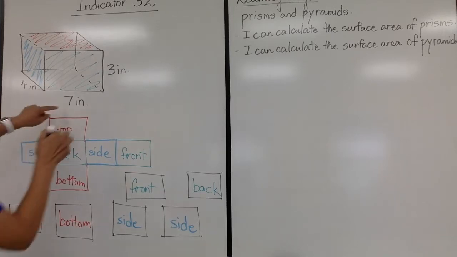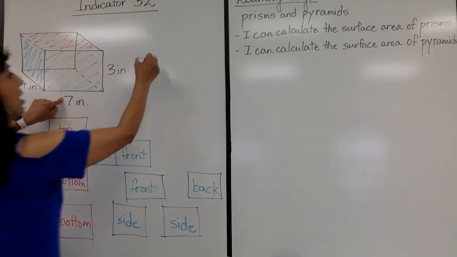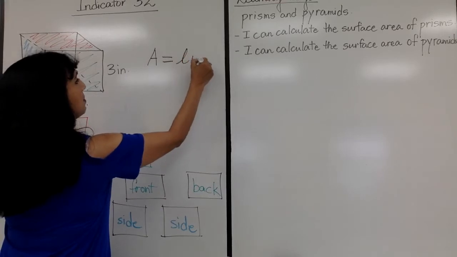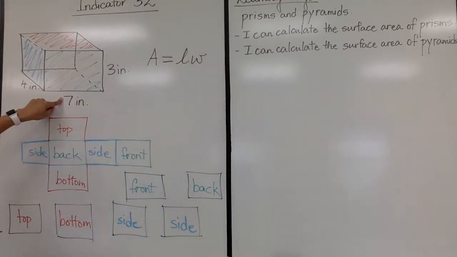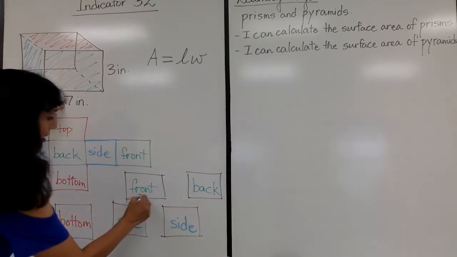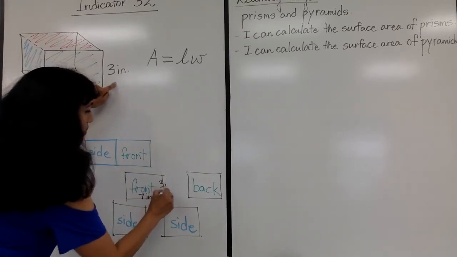So, look at the front. This is the green. Okay? Area of any rectangle, you've done this in the past, is length times width. Okay? So when I'm looking at the green, look, I'm going to write the measurements here. My length is 7 inches and my width is 3 inches.